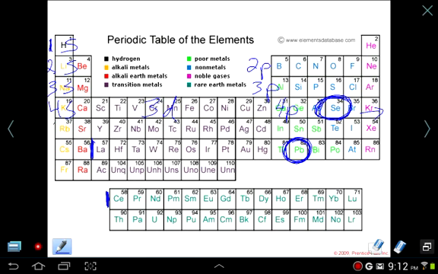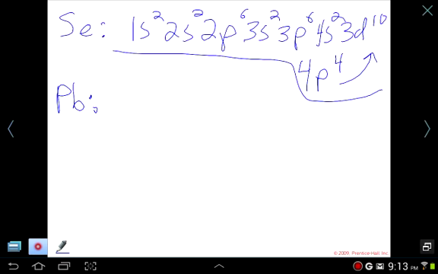We'll keep going this way. This will be 5s. This will be 4d10. This will be 5p, onto 6s. Then we'll go on to the 4f. After we fill the 4f, we'll go up to 5d. And then we'll finish up with 6p. Lead is the second element in the P block, so we'll say 6p2 is where we'll end up. So let's go ahead and mark that down.